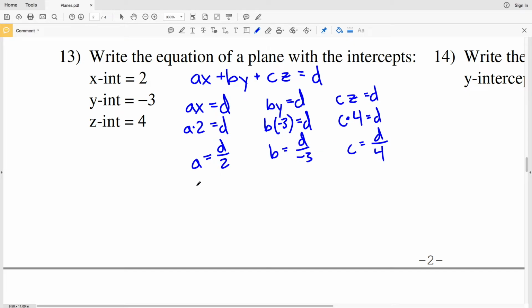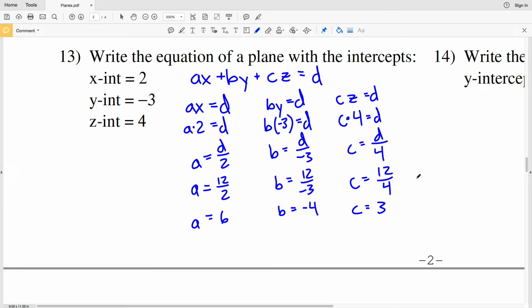So if d is 12, that means that a equals 12 divided by 2, b will equal 12 divided by -3, and c will equal 12 divided by 4. So a, 12 divided by 2 is 6, b, 12 divided by -3 is -4, and c, 12 divided by 4 is 3.